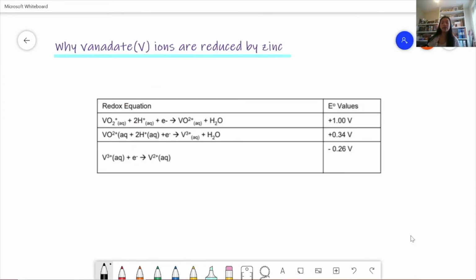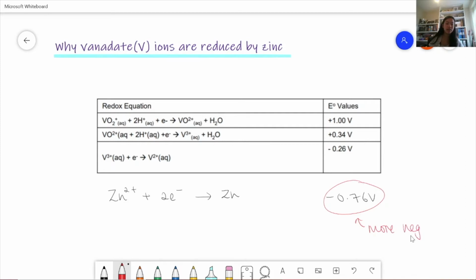Now we're going to talk about why vanadate(V) ions are reduced by zinc. So these are all the standard electrode potentials of the vanadium species that we have. And if I tell you that the standard electrode potential of zinc, well, the equation is Zn2+ + 2 electrons goes to form zinc, because for these standard electrode potentials, the convention is always to write them as reduction reactions. And if I tell you that its value is minus 0.76 volts, we can see why it reduces all of these vanadium species. It's because this value is much more negative than all of the vanadium species.